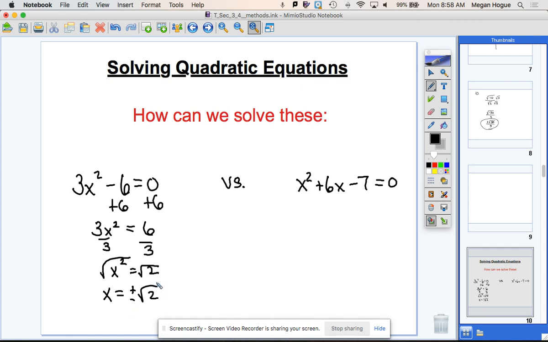And remember, we have to simplify our radical if I can. Sometimes I have i. Is there a perfect square in 2? No, so there was no simplifying. Would I need an i? No, so it'd be plus or minus square root of 2.